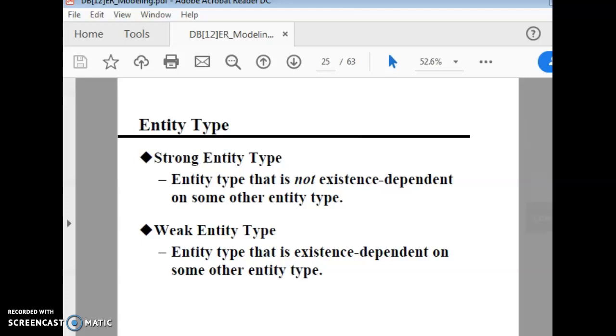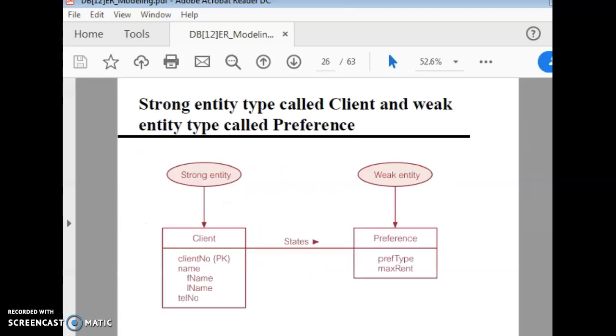So see the example here in the diagram, which is strong and which is weak. Client is a strong entity type and preference is a weak entity type, because usually all entity types with primary key attributes are always strong entities. If an entity type does not have a primary key, then it should depend on other entity types, so it is called a weak entity type.